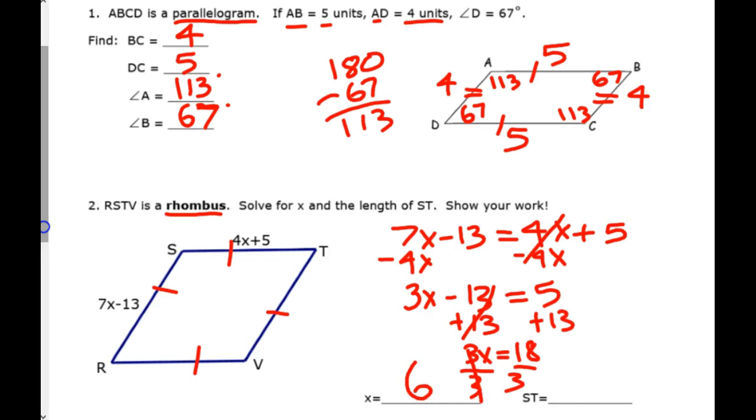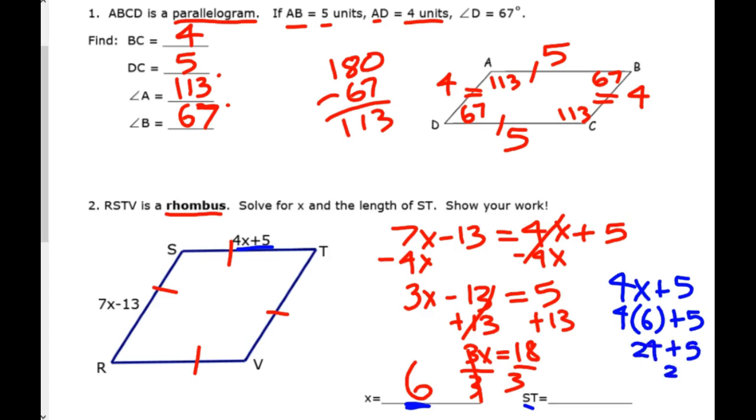Now, x is 6. Now I'm looking for ST. Well, ST is 4x plus 5, right? Now I know what x is. x is 6. I'm going to replace x with 6. 4 times 6, and then plus 5. So 4 times 6 is 24. 24 plus 5 is 29. ST is 29 units because I plugged in x that I got, which was 6.